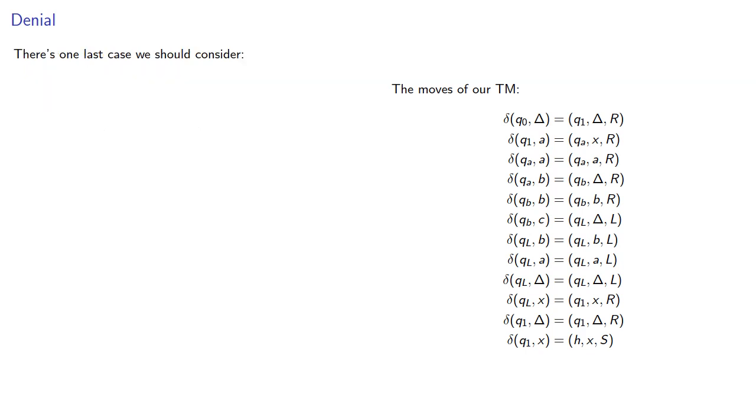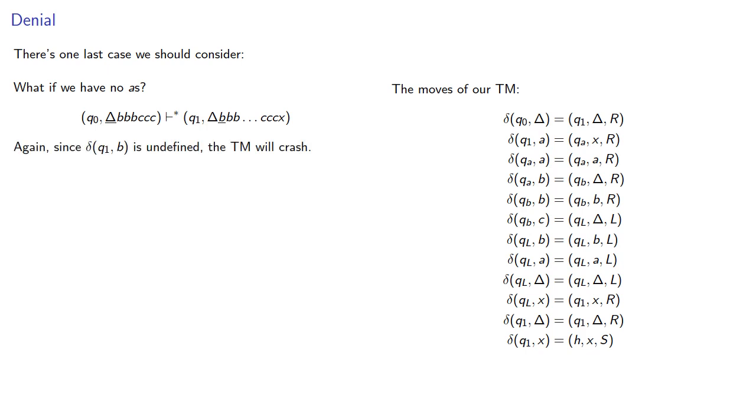There's one last case we should consider. What if we have no A's at all? So again, our Turing machine will begin. It'll be in the ready-to-work state, and it'll read a B which it doesn't expect. It doesn't know how to handle anything other than an A or a blank. And since delta(Q1, B) is undefined, the Turing machine will crash, so this string would also be rejected.